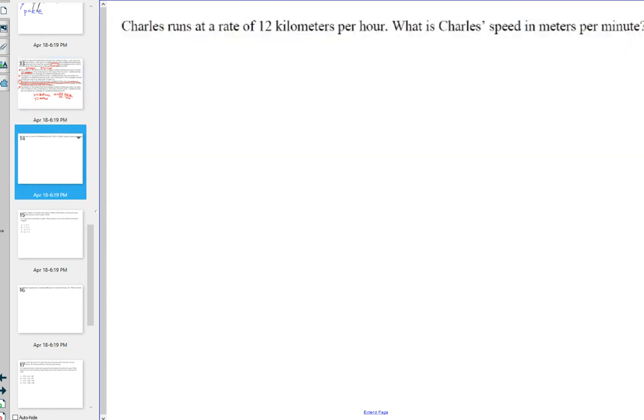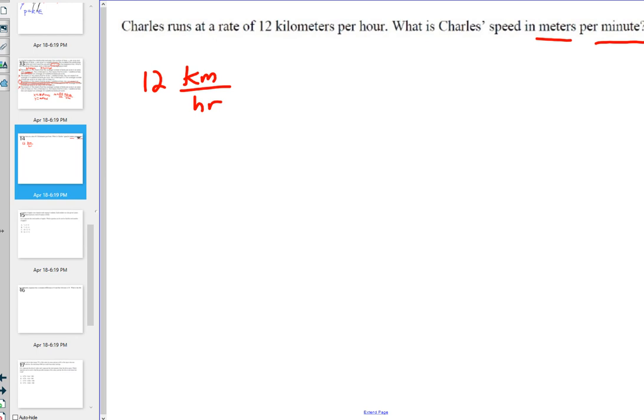Charles runs at a rate of 12 kilometers per hour. Okay, so perfect. This is just straight up dimensional analysis. This is what you did before you guys ever got to me. So 12 kilometers per hour. Your teacher might have shown that. I don't know how your teacher showed you. They might have arranged it differently. I'll just do it the way I know how to do it. So I got to turn kilometers into meters, and then I got to turn hours into minutes.